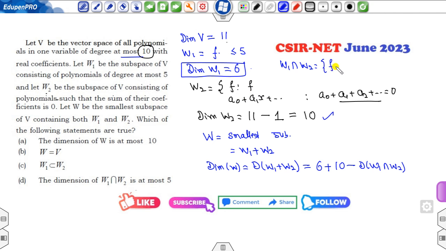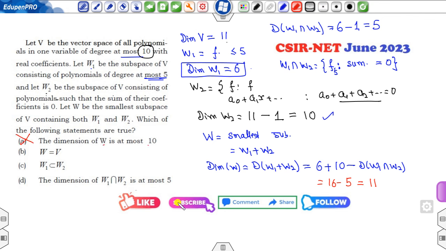That means the collection of all those polynomials of degree at most 5 such that the sum of the coefficients will be 0. Then what will be the intersection? Dimension of the intersection is degree of polynomial 5, that is 6, minus 1 condition, which comes to 5. So this is 16 minus 5, that is 11. So the dimension of W is at most 10.